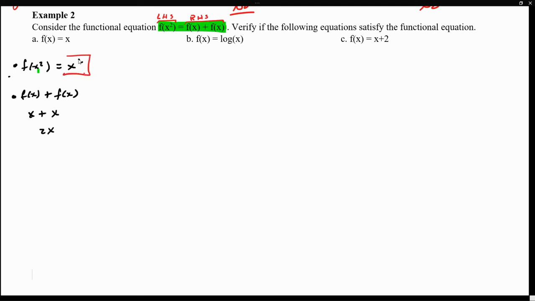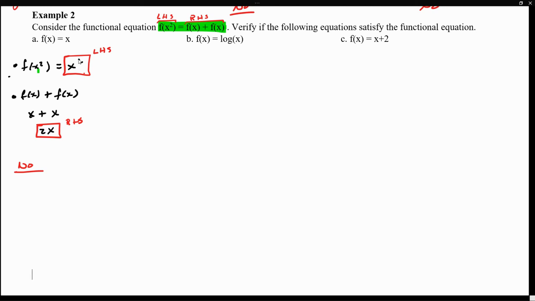Now for the left-hand side, we have the expression x squared. And for the right-hand side, we have the expression 2x. So does the function f of x equals x fulfill this new functional equation? Well, in this case, no. It just does not fulfill the conditions that are needed for this statement to be true. So therefore, f of x equals x is not a solution of this new functional equation.